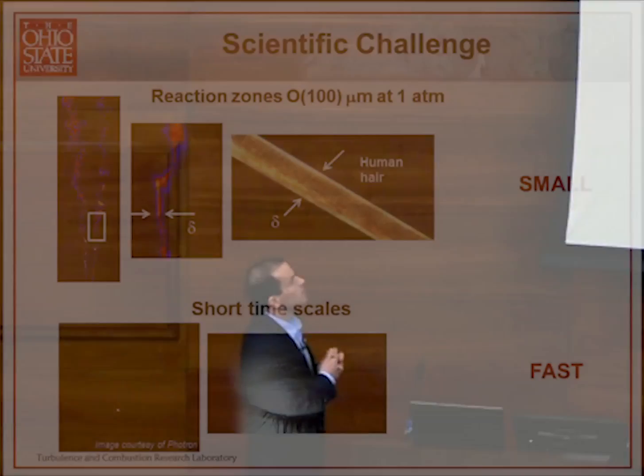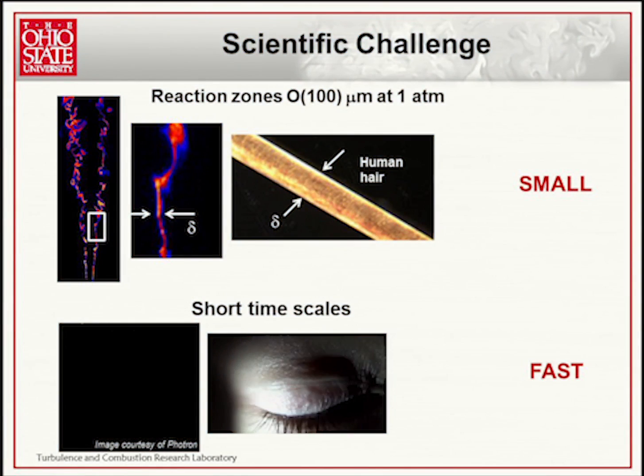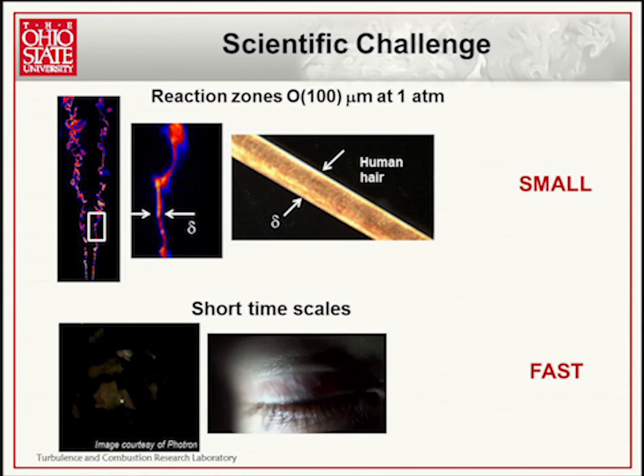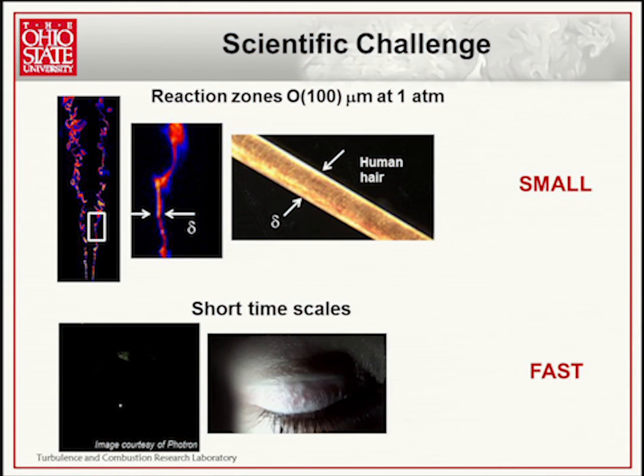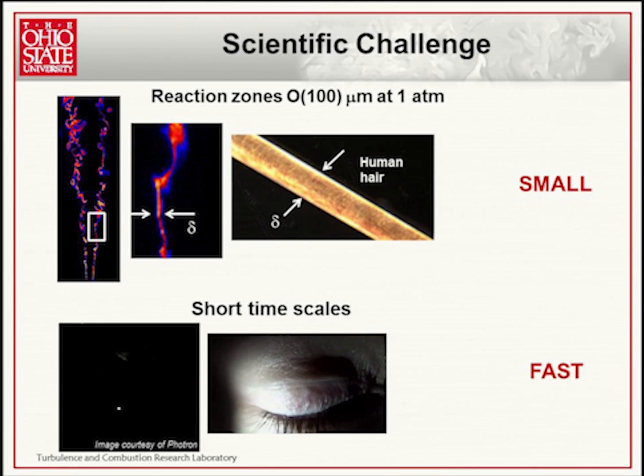So instead of giving a typical turbulent graph where you have this large range of length and time scales, I thought it would be more interesting to say, here is our challenge. If we start with 1 atmosphere and we look at a laboratory scale flame, we have some thickness of the reaction zone, whatever you want to define. It has some thickness delta, and we have another physical construct that we're used to, a human hair. Now, as we go to higher and higher pressure, which is one of the focuses of this workshop, this is going to get even thinner. It's going to become even more difficult.